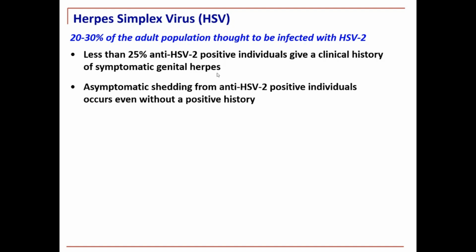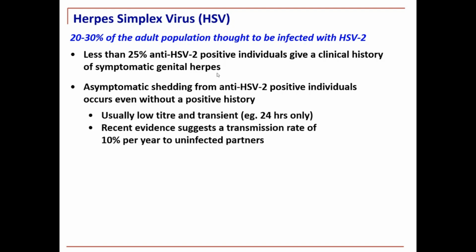But asymptomatic shedding from anti-HSV-2 positive individuals occurs even without that positive history. In other words, you may be asymptomatic, but you can still shed HSV-2 viruses out and therefore pass it on to an individual. When you're asymptomatic, shedding is usually very low, so it has a low titer, and it's transient. It doesn't last very long, up to 24 hours as a general rule. And recent evidence suggests that the transmission rate is about 10% per year to uninfected partners.